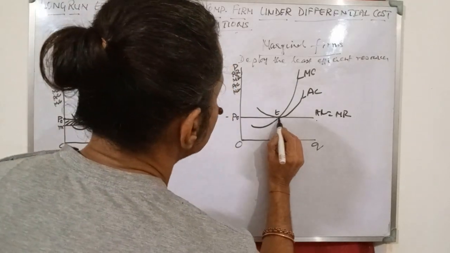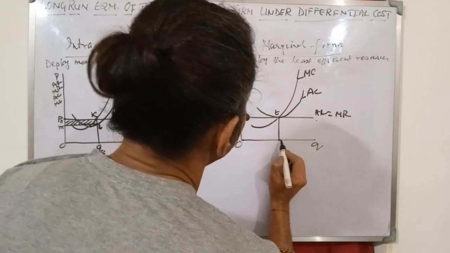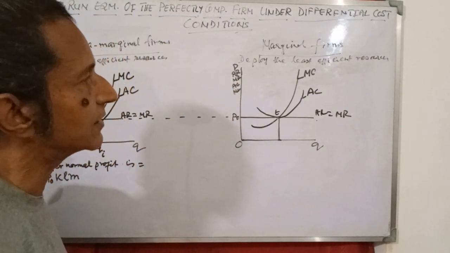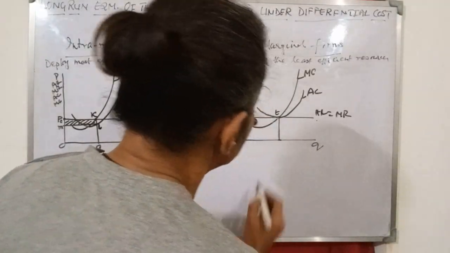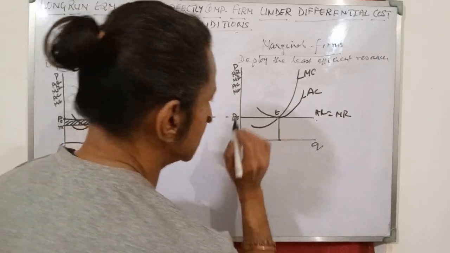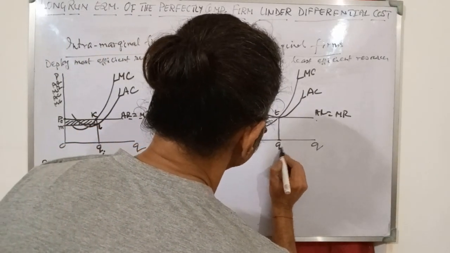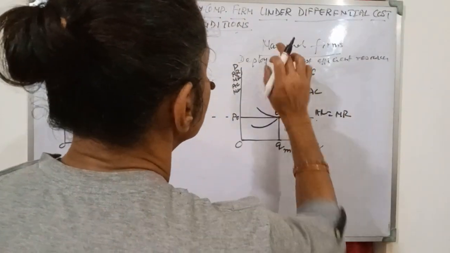You can see the average cost and average revenue curve. The average revenue curve is tangent to the long run average cost curve. That means price is equal to the minimum average cost, which is equal to MR and which is equal to MC. Let this be Q sub M. M stands for marginal firms.